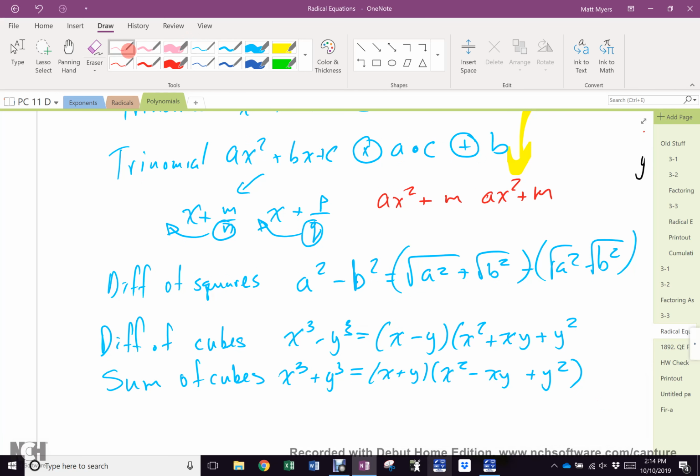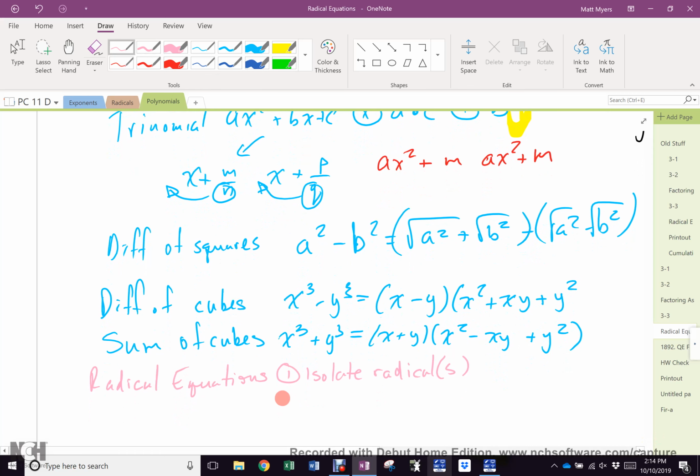And then radical equations. Which is 1, isolate radicals. This is all being recorded for those of you who are not totally paying attention. I'm going to put an S in brackets because sometimes there's more than one.